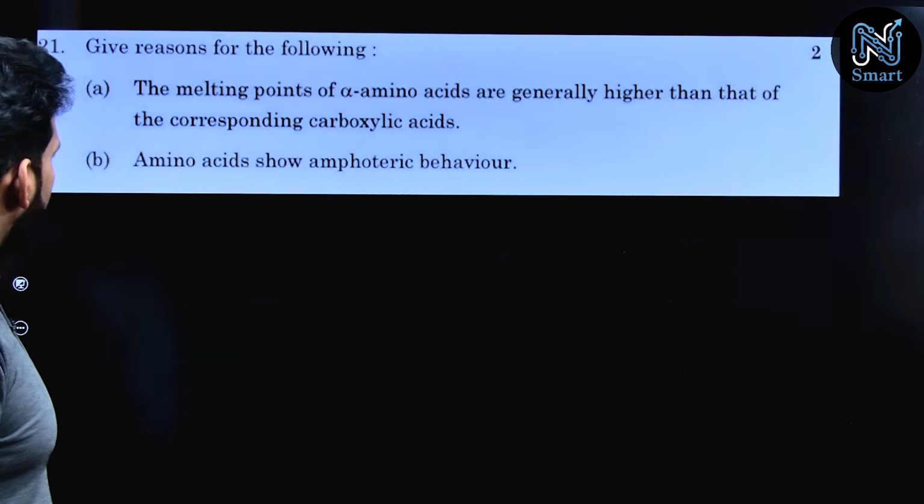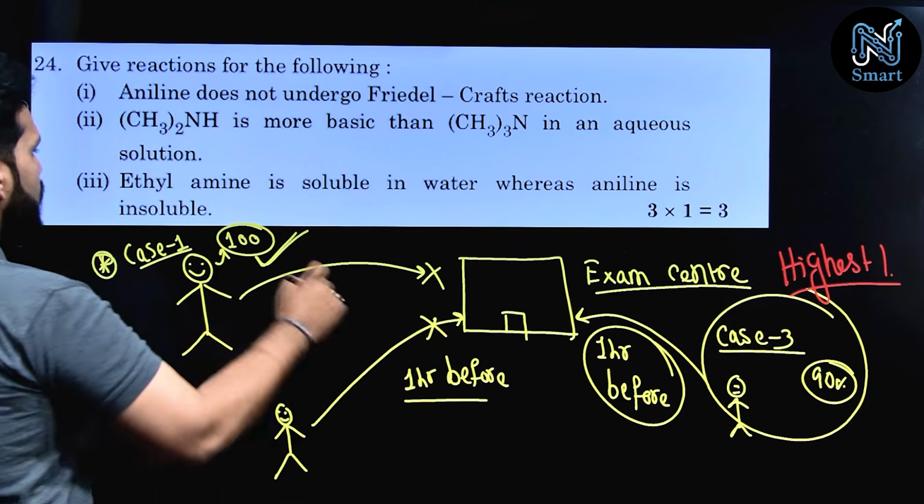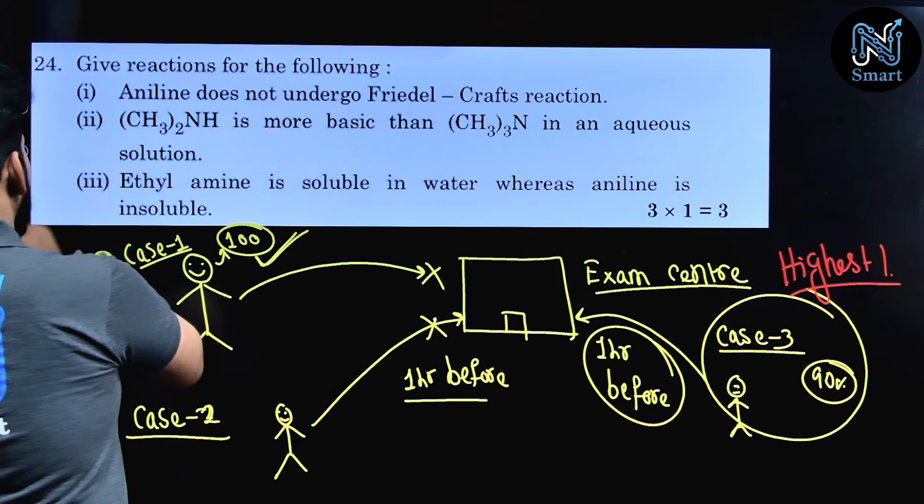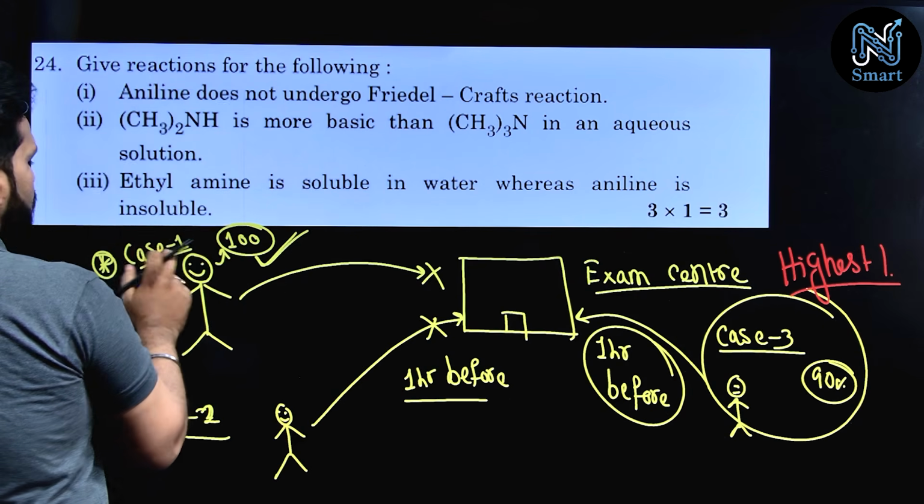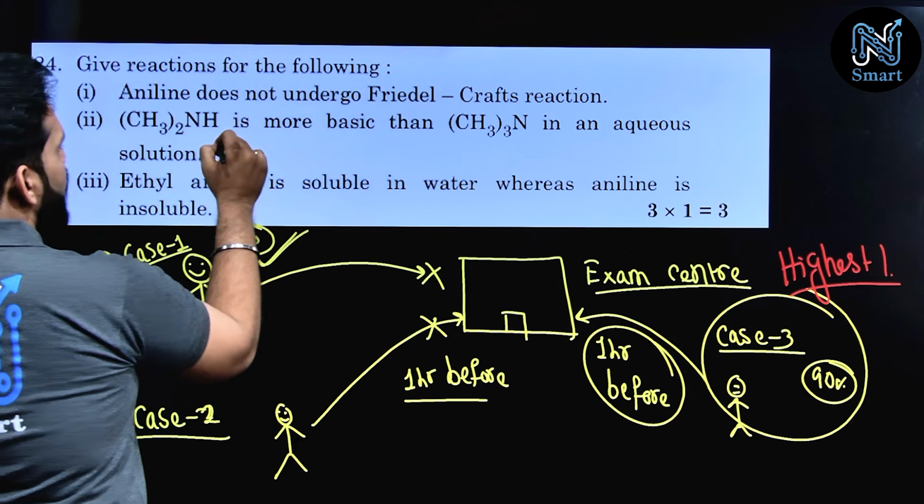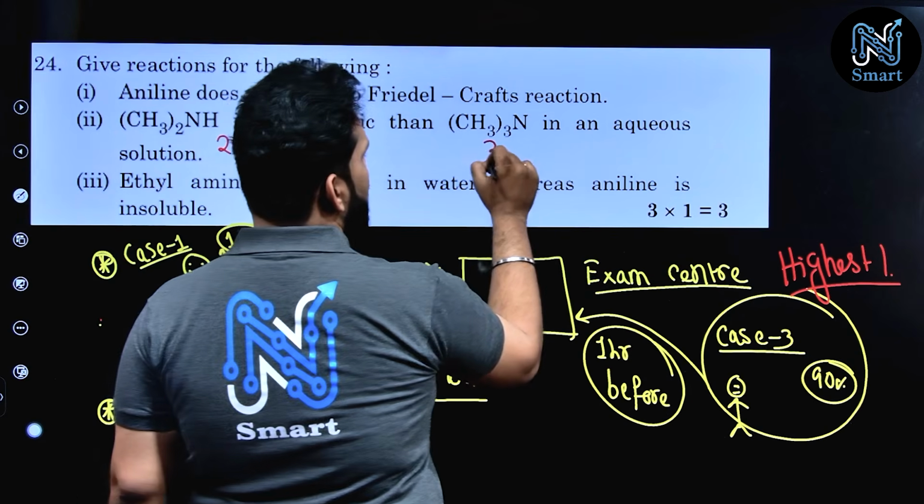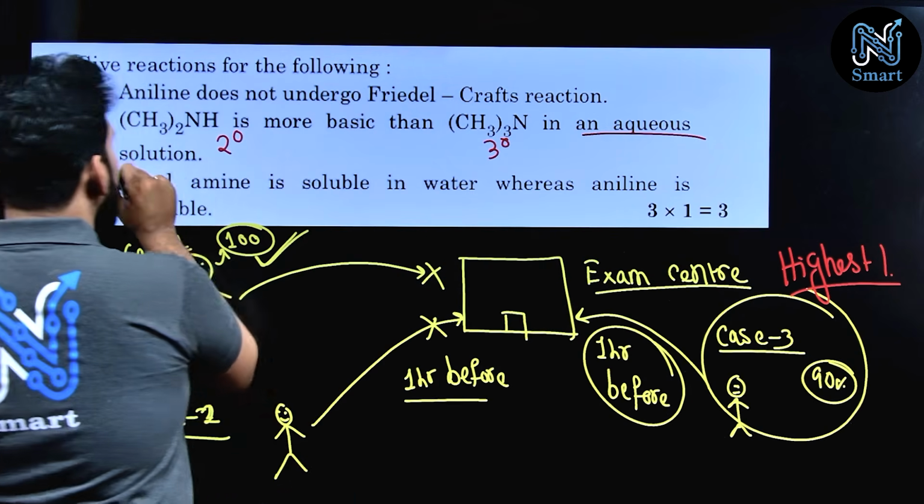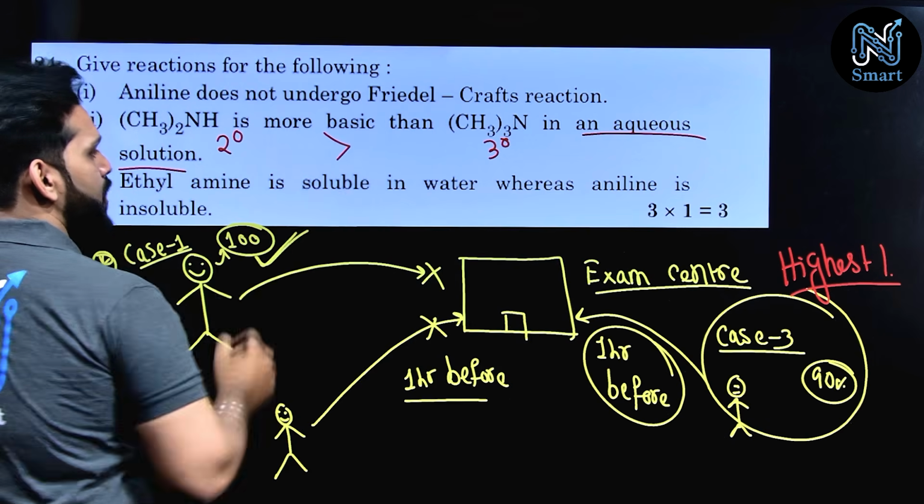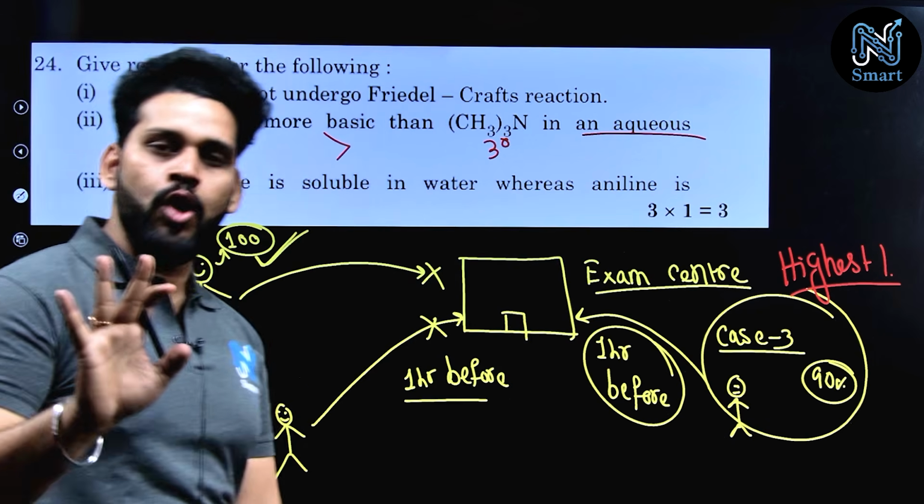So if I go back to the previous question, what was the question over here? They have given the 2 degree amine. So guys, what will be the answer? They have given a 2 degree amine here, they have given a 3 degree amine here. Which one has more basicity in aqueous medium? The answer is 2 degree. I hope we could understand.